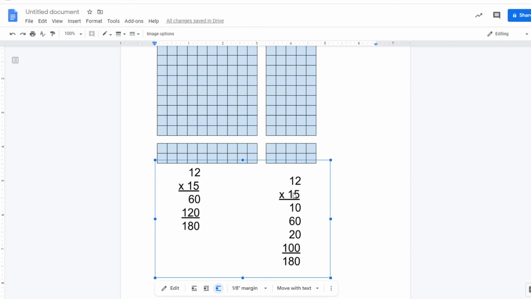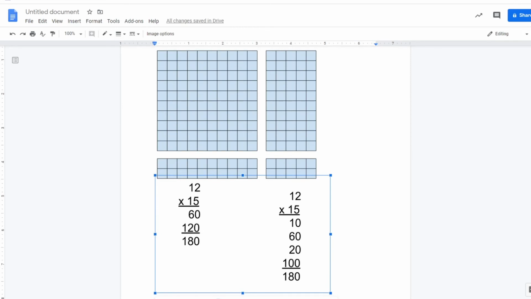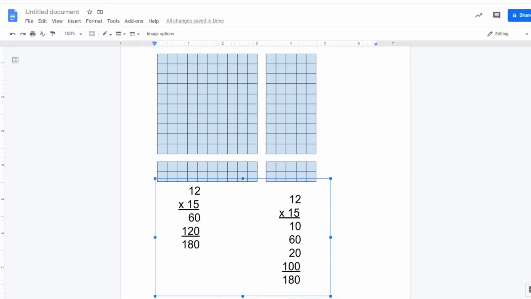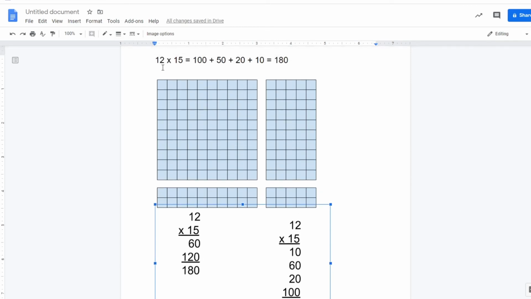And so over here I have a little bit more of an expanded form, and you can see exactly what's going on. So again, we had 12 times 15, and remember when we broke it up over here, we had a section that was 10 times 10, we had a section that was 5 times 10, we had a section that was 2 times 10, and we had a section that was 2 times 5. Okay, we had 4 different sections.